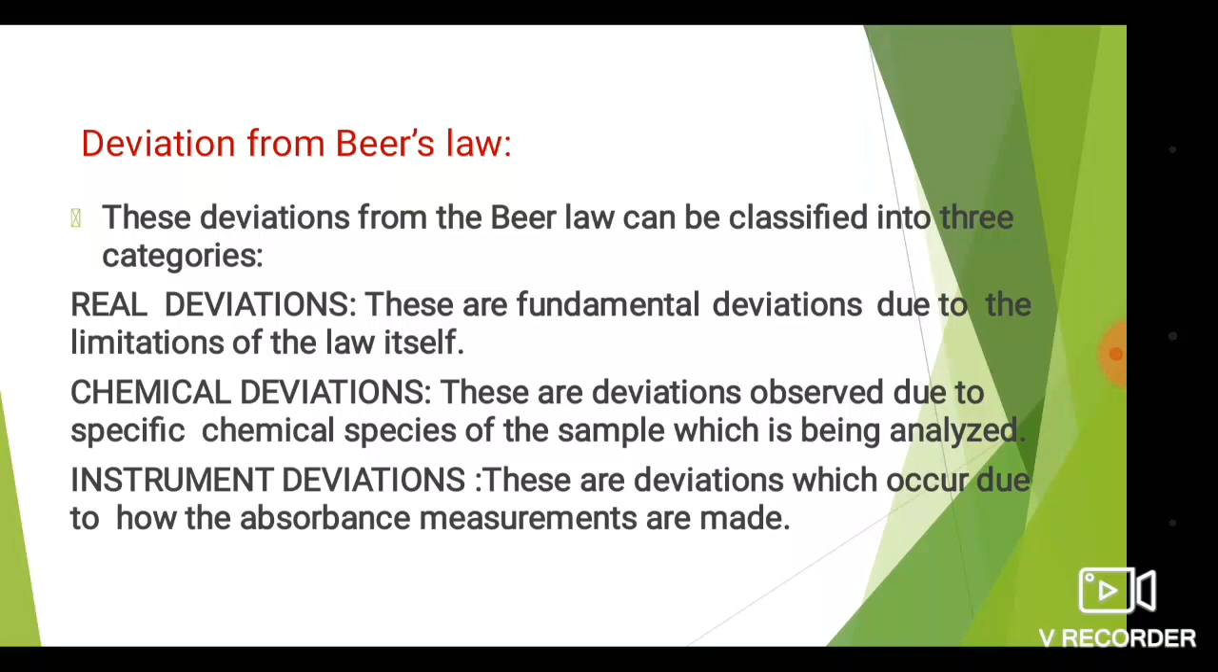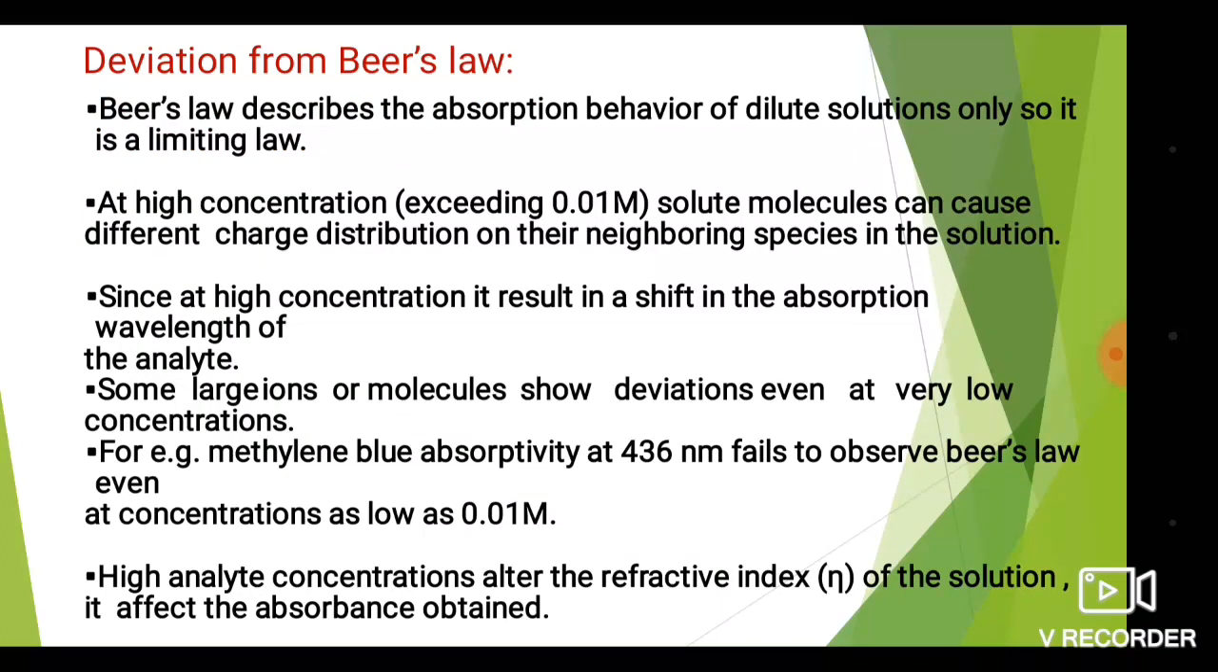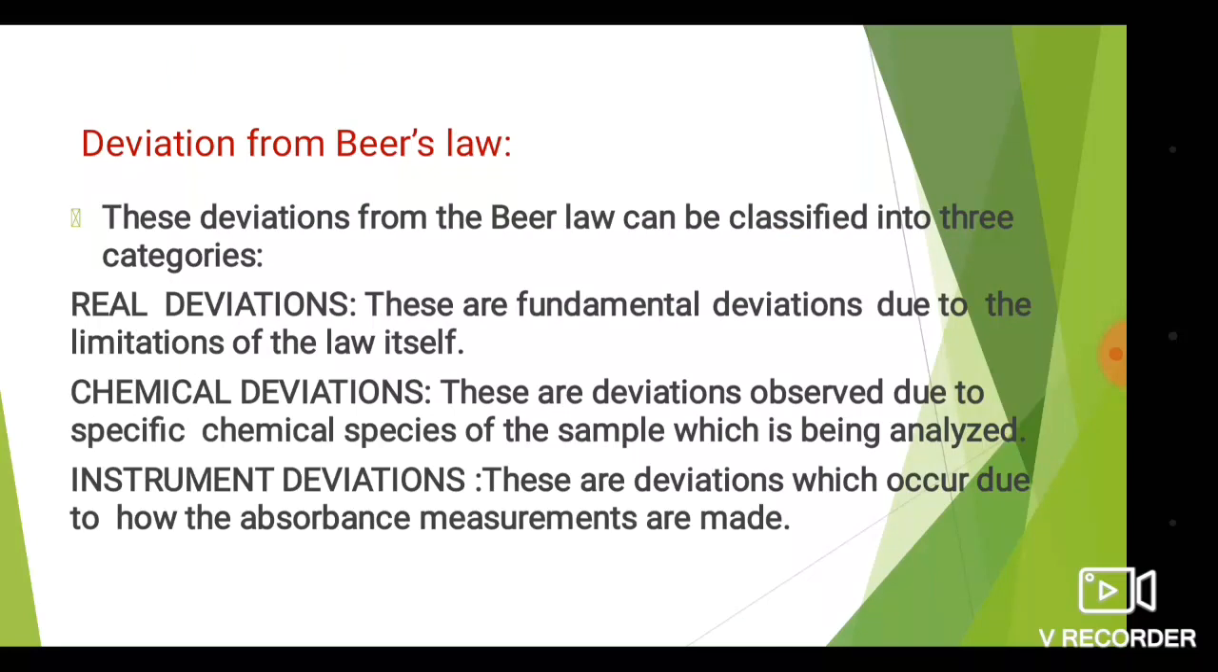These deviations from Beer's law can be classified into three categories. The first is real deviation. These are fundamental deviations due to the limitation of the law itself. That means the limitations given by the law are not followed, and because of the limitation of the law, some deviation occurs. That deviation is known as the real deviation.